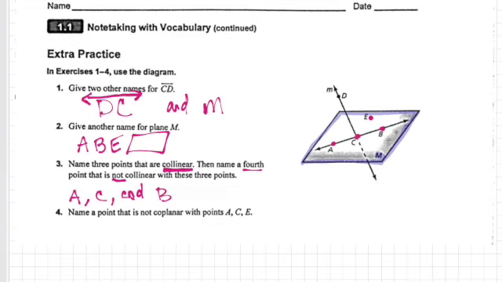So I could say, well, E is not collinear. I could also say D up here. This is not collinear with A, C, and B. D is collinear with C, but not A or B. So I think just for safe measure, I'm going to say E is not collinear.